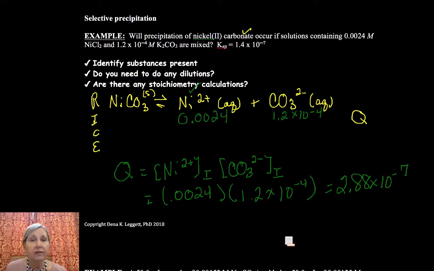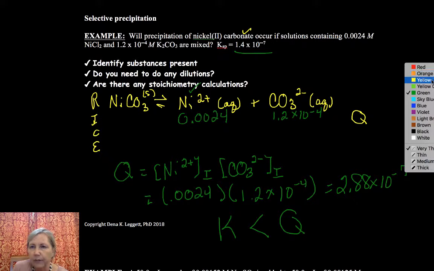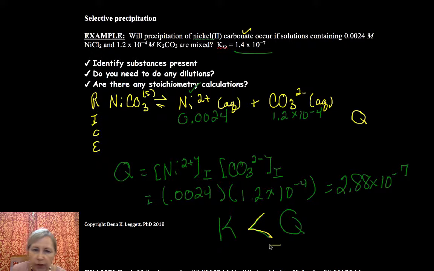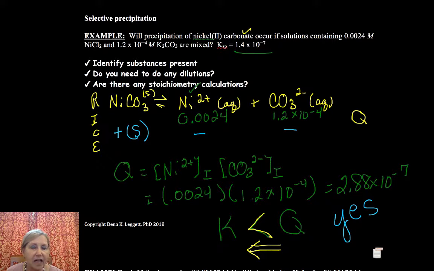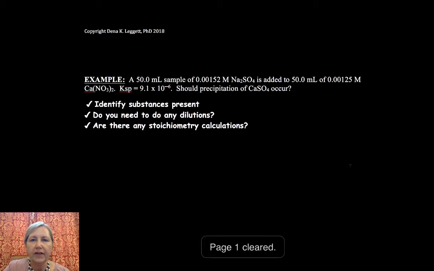So now we have to decide, do we have too much product or not enough product as the system is achieving equilibrium? And so I'm going to compare Q to K. K is 1.4 times 10 to the minus 7. So K is less than Q. And if you put K on the left, this points to the direction we're going to proceed. So that means this is going to proceed to the reactant side. So I'm going to lose product, I'm going to gain reactant, and that's a solid, and that's a precipitate. So the answer is yes, we're going to form a solid precipitate if we added those two solutions together.